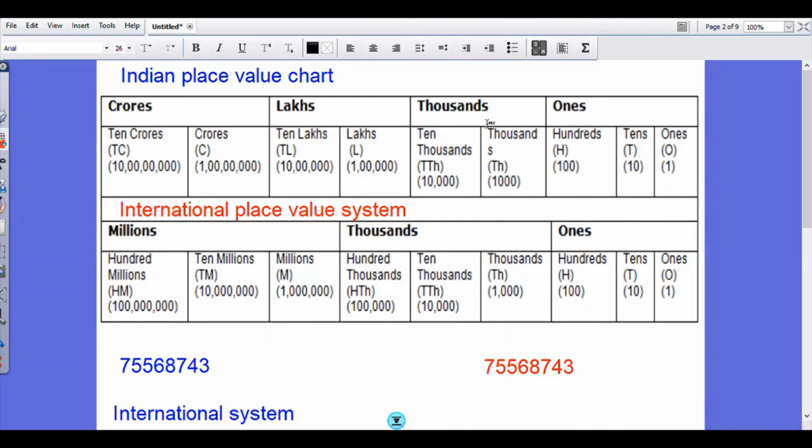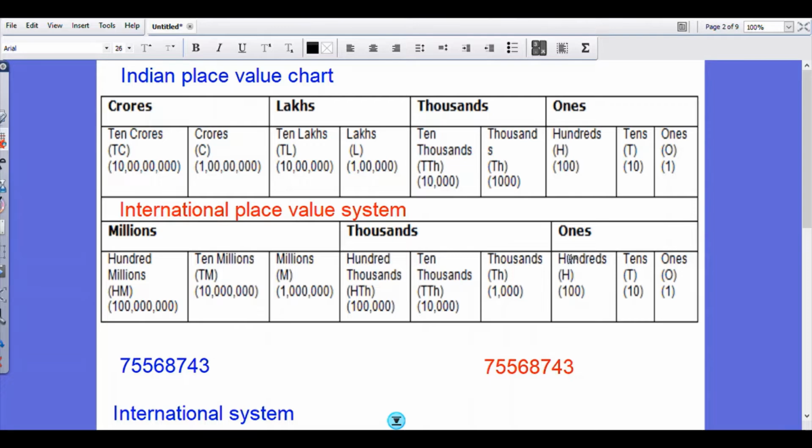But see the thousand period. In the Indian place value chart, the thousand period is divided into only two parts. But in the international place value chart, the thousand period is divided into three parts: thousand, 10,000, 100,000. And lakh is divided into lakh, 10 lakh. But after the thousand period, the million period will be there, and again it will be divided into three parts: million, 10 million, 100 million.